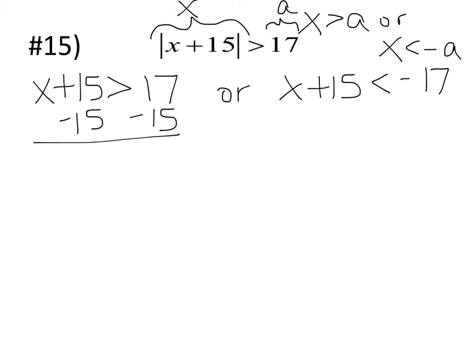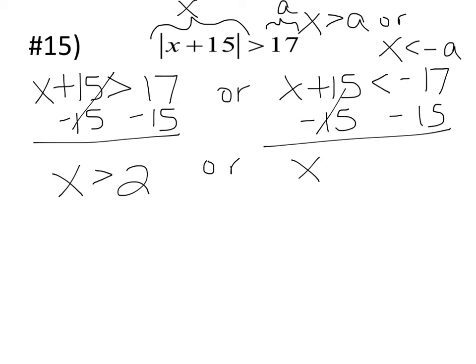Subtract 15 from both sides. You get x is greater than 2, or subtract 15 from both sides, you get x is less than negative 32.